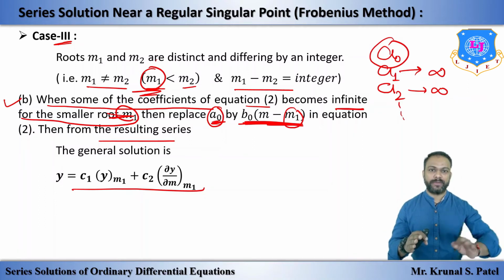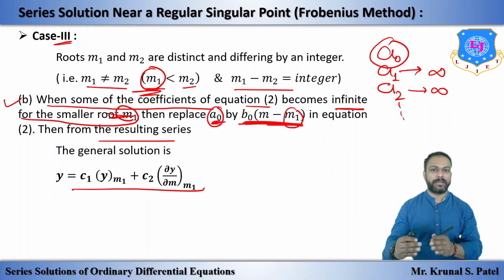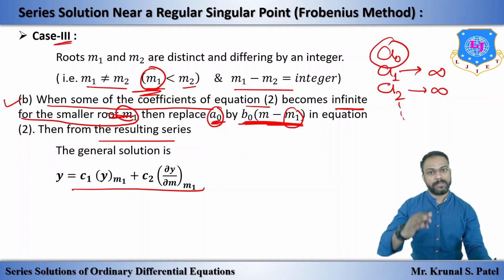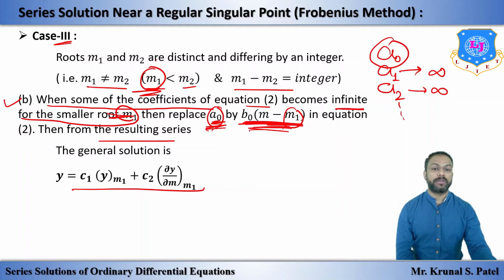Okay, and there is no need to find it for the larger root. If this happens for the larger root, we will consider only the larger root and no need to consider the smaller root, and we will follow case number 2. That means we have just seen in part B, the sum of the coefficients of equation 2 becomes infinite for the smaller root only. Here we will check only for the smaller root. If infinite, then we will replace A0 by B0 into M minus M1. M1 is our smaller root.